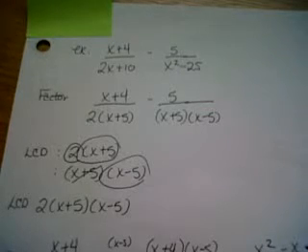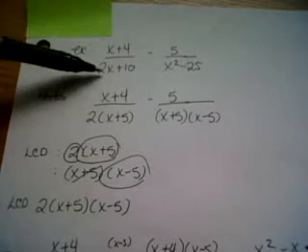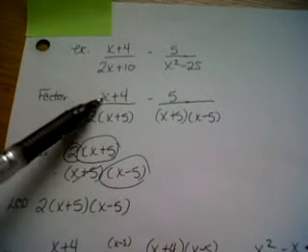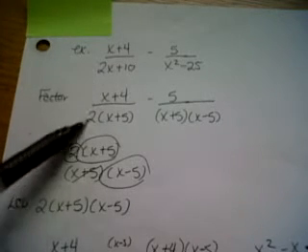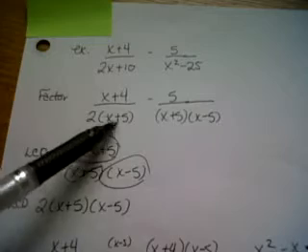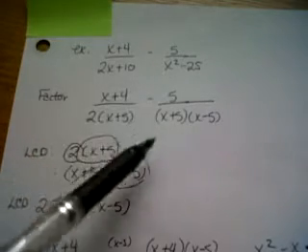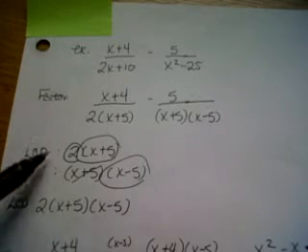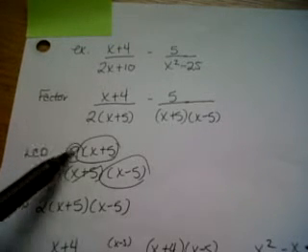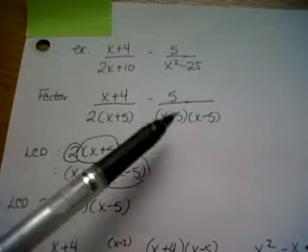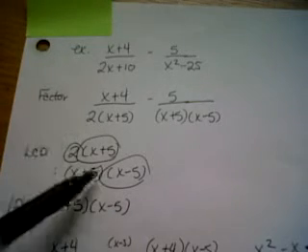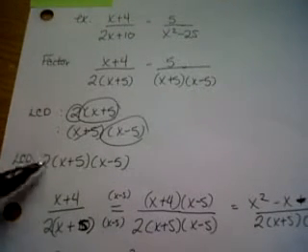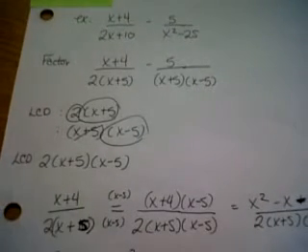Here is another example. I have x plus 4 over 2x plus 10 minus 5 over x squared minus 25. So for my x plus 4, I can factor out a 2 on the bottom, so I'm going to factor first. I factored out the 2. Here I look, that's the difference of squares, so I factor that to be x plus 5 times x minus 5. I look to see for my least common denominator, I have 2 times x plus 5. Here I had x plus 5, x minus 5. I don't need to count that x plus 5 twice, so my least common denominator becomes 2 times x plus 5 times x minus 5.